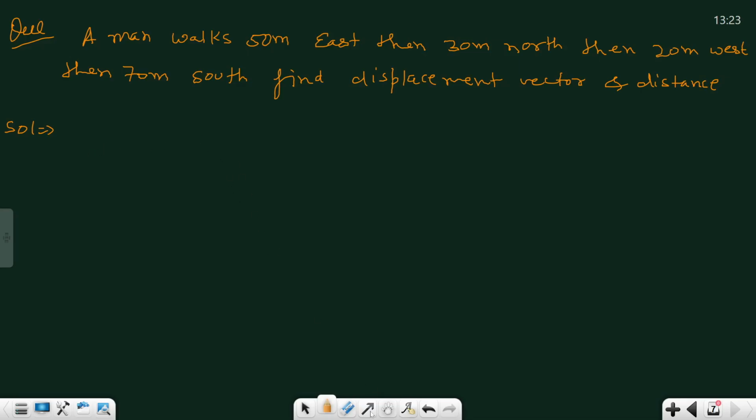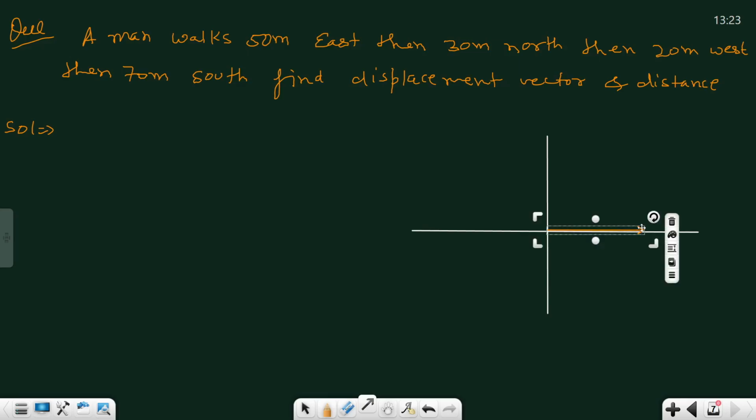A man walks 50 meter east. So we'll draw the vector. So he walks 50 meter towards east, है ना? So 50 meter in east direction. Then 30 meter in north direction. Then 20 meter in west direction. Then 70 meter in south direction.